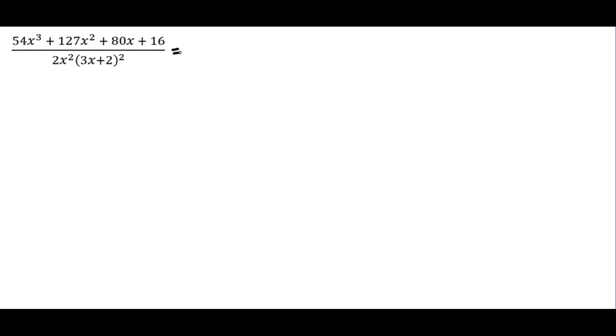And the way I chose to do it, and you could do it differently. First of all, what I looked for was, would 2 go into all of those coefficients in the numerator? That would have been so much easier. But it doesn't go evenly into 127. So I said, well, okay, I'm going to leave the 2 down in the denominator. And then here's what I decided to do with it.